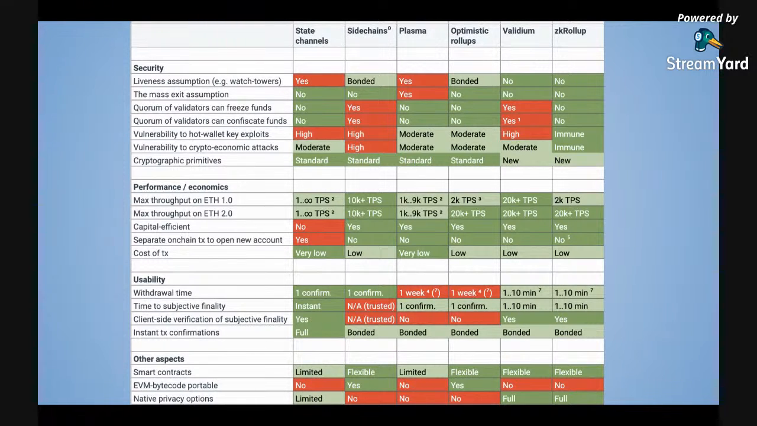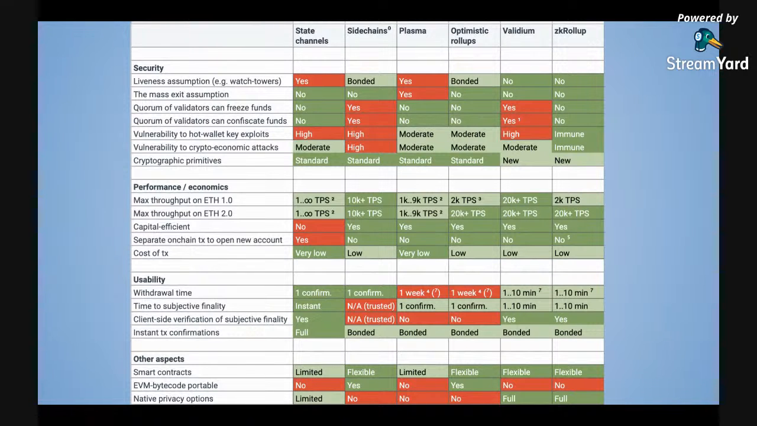It's native privacy options. This refers to another core challenge of Ethereum, and that's not scalability, that's privacy: being able to have privacy in transacting on these networks. State channels are inherently privacy preserving, but as soon as you move back to the main chain or withdraw, it's all public again. The same kind of privacy goes for Validium and ZK rollups. But sidechains, Plasma, and optimistic rollups are not privacy preserving. If that makes any sense.